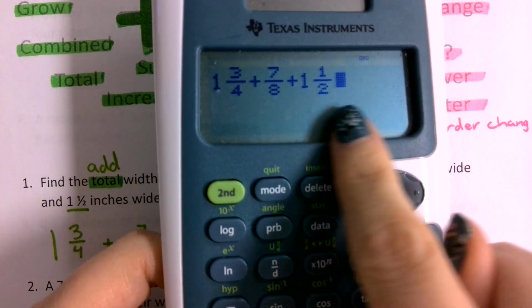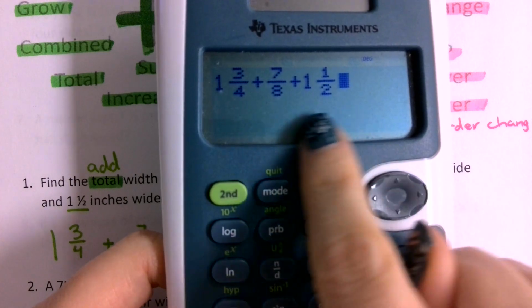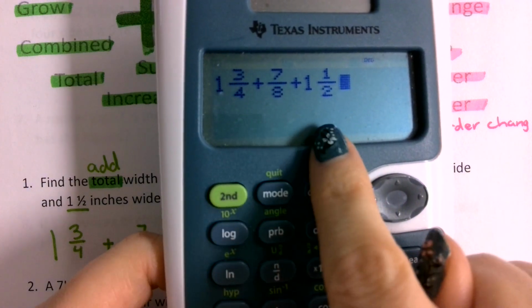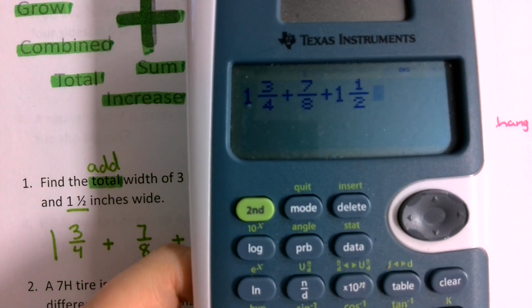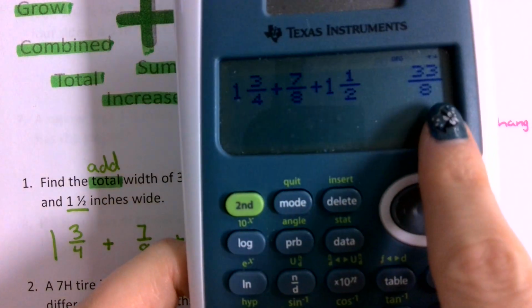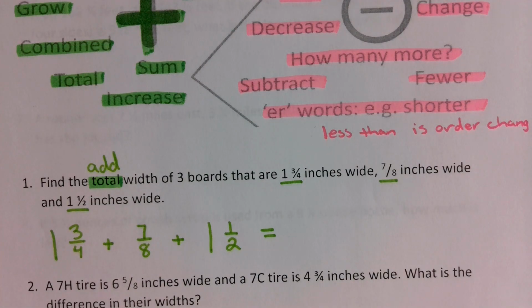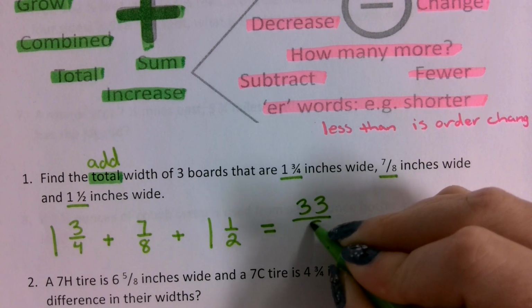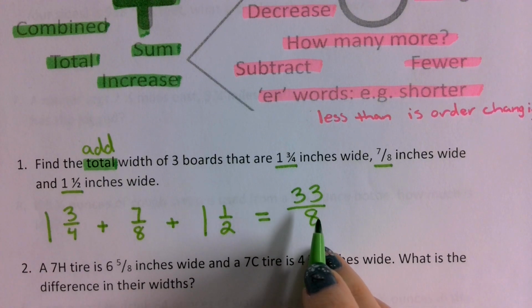So there's my problem. That's the nice thing, guys, about these calculators. You can see visually what's been typed in, and it should look exactly the same as what you've written down here. So they do look the same. I'm going to hit enter. Now when it gives me my answer, it's going to give me my answer in improper fraction form. So this is 33/8. We have to change this into a mixed number.